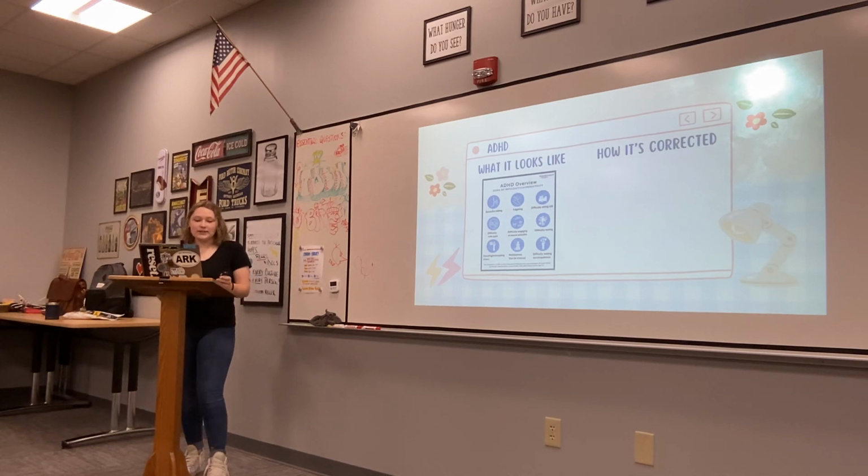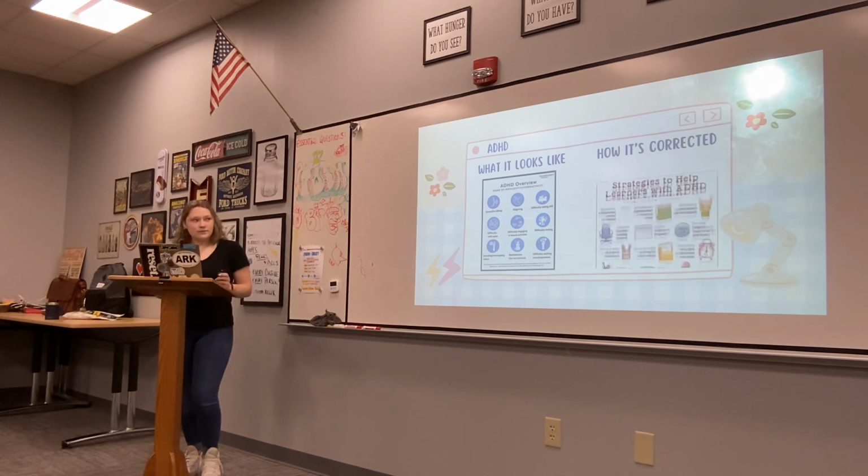ADHD is not always something you can fix. None of these learning differences are, but unlike dyslexia and dysgraphia, ADHD is one that can be helped with medicine. The main issue with medicating children with ADHD is that there can be false diagnoses because children are diagnosed so young, and a lot of their symptoms and signs of ADHD are also signs of kids just being kids.